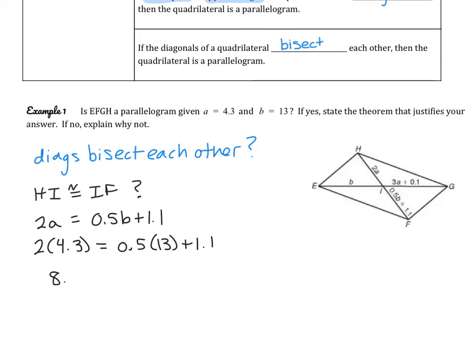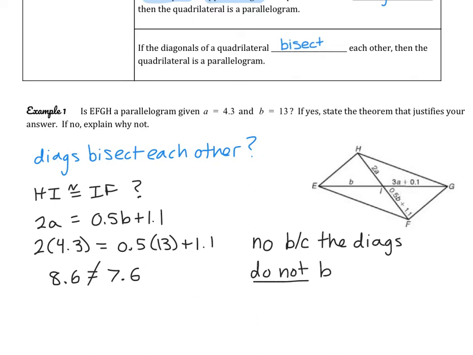Here we get 8.6, and on the other side we get 7.6. So we can see that in this case, HI is actually not congruent to IF. We don't even need to check the other one because this one doesn't work. So we would say, no, this is not a parallelogram because the diagonals do not bisect each other.